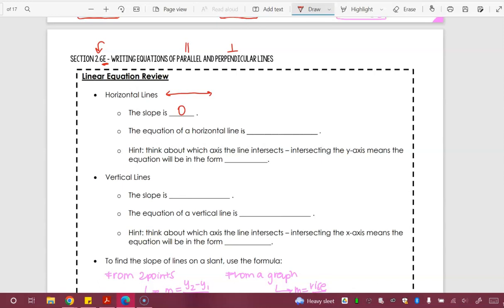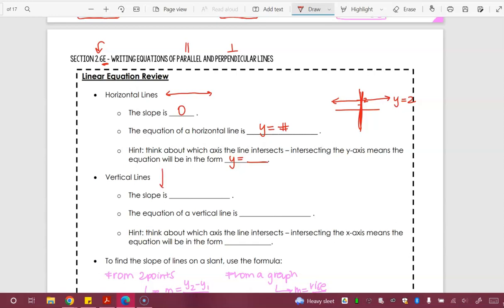The equation of a horizontal line is y equals a number. Think about that. If we draw a horizontal line, let's say right here at 2, that equation would be y equals 2. Okay, it's at the y value of a horizontal line. Think about which axis the line intersects. Intersecting the y-axis means the equation will be in the form y equals a number, right? A horizontal line intersects the y-axis, so that's why it's y equals a number.